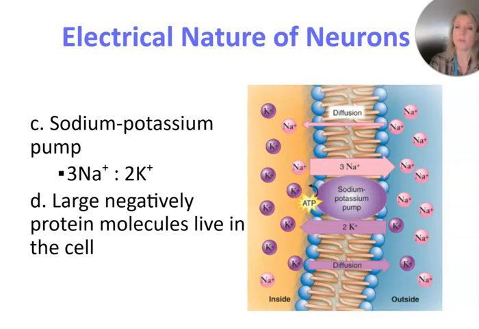Remember that ions want to flow from an area of high concentration to an area of low concentration, but on the outside of the cell, we have a lot more sodium than we do potassium. So to get the sodium from the inside to the outside, you're going to have to use a little bit of energy in order to push it out. And the same thing with potassium. We have a lot more potassium inside the cell than outside, so we have to use some energy in order to pull that potassium into the cell. And then finally, we have large negatively charged protein molecules that live inside of the cell in the intracellular fluid. And so that's also going to help to keep that negative membrane potential.